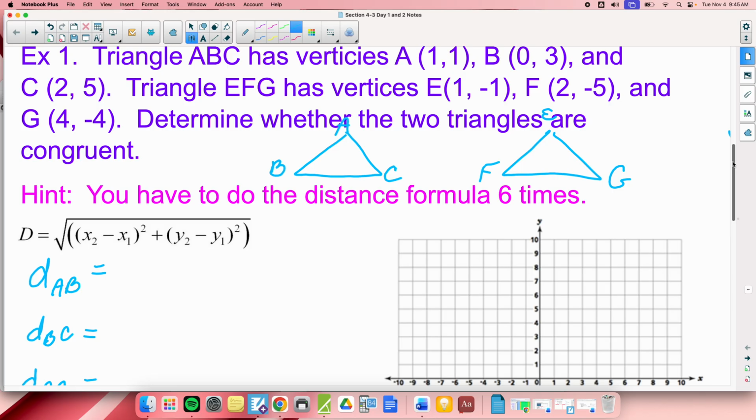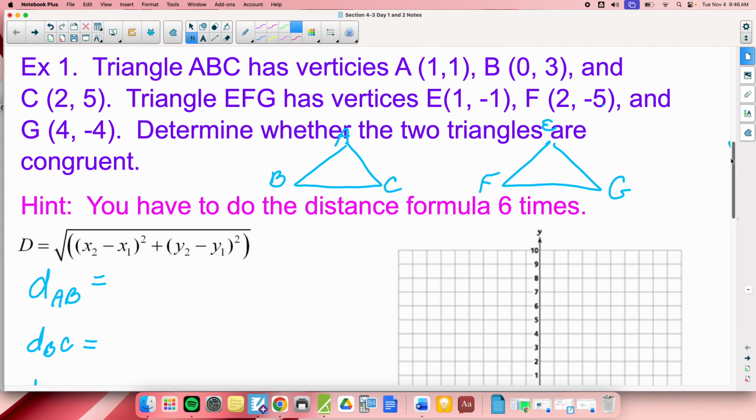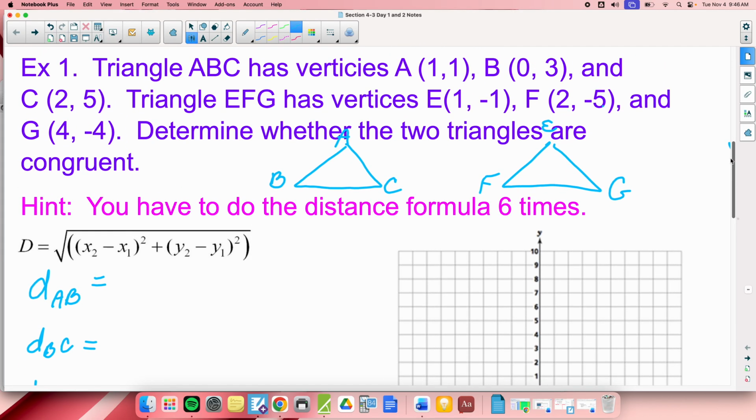Between A, B, and C, you're going to find the distance between A and B, the distance between B and C, and the distance between A and C. So if you get that without drawing it out, you can do that. Then when you do EFG, you want to find the distance between E and F, E and G, and F and G. So I'm going to start with the distance between A and B.